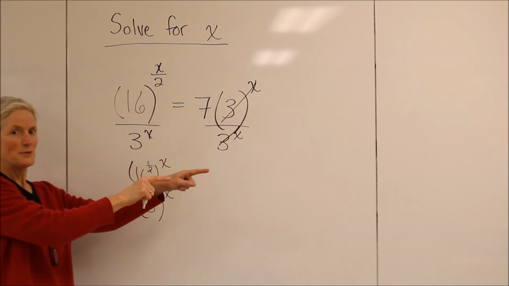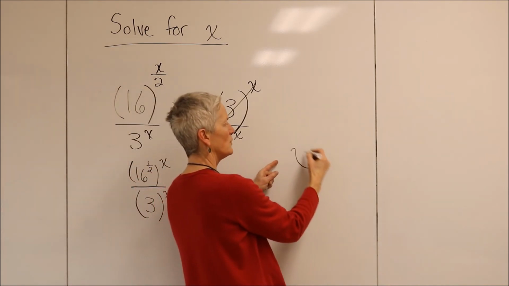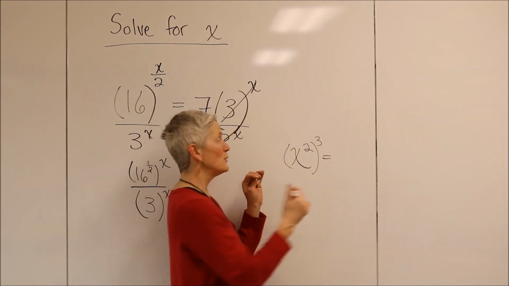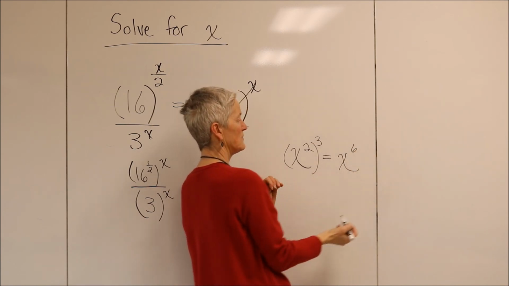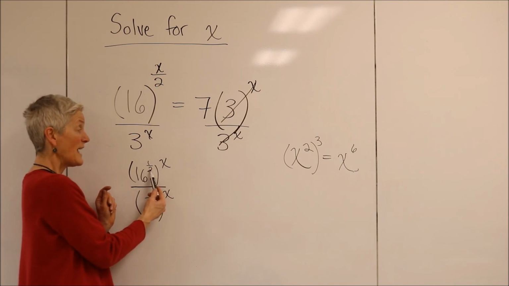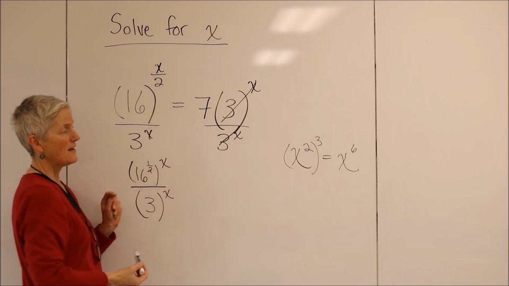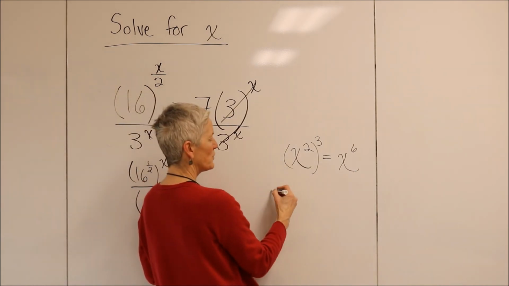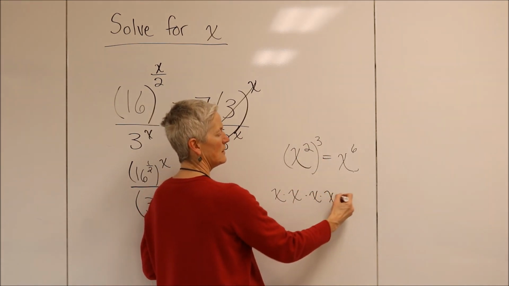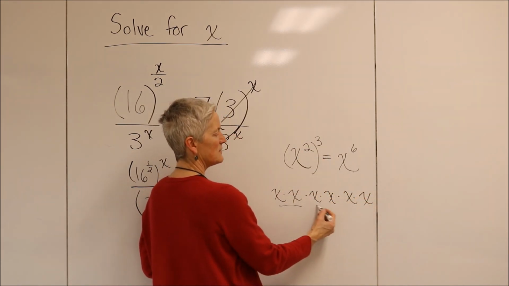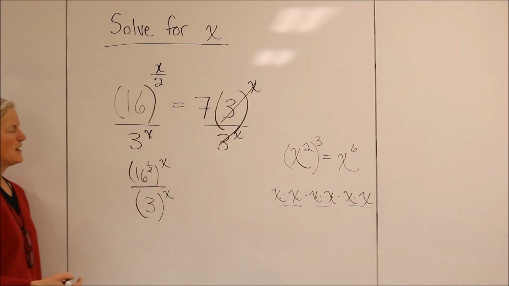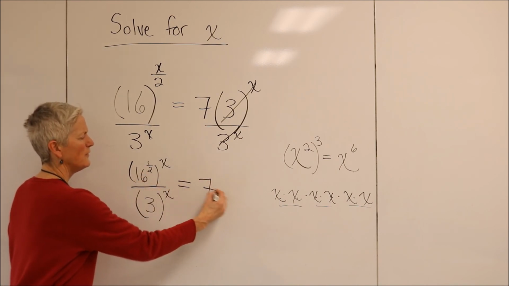Let's just step over here and review those little rules. When you raise an exponent to another exponent, remember the little rule is you multiply those exponents. So 16 to the 1/2 raised to the x is 16 to the 1/2 x. Interesting. And the reason this works, we're going to do what we did before. That's x times x three times. There's x times x times x times x times x times x. 1, 2, 3, 4, 5, 6. 6 x's. Love that.